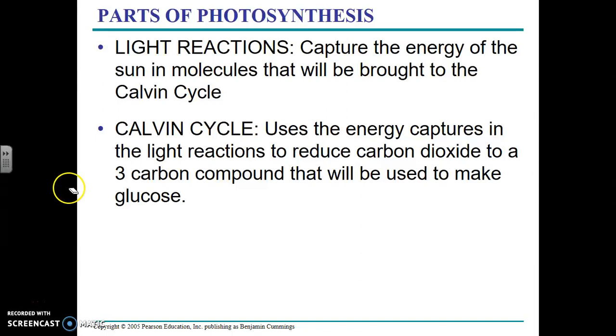Monday in class, we're going to jump into the parts of photosynthesis. There are only two. The light reactions, which we're going to see capture energy in the sun into a form that the plant can use. And then the Calvin cycle, which we're going to see uses the energy that was made in the light reactions from the sun to reduce carbon dioxide to a 3-carbon compound that's going to be used to make glucose.